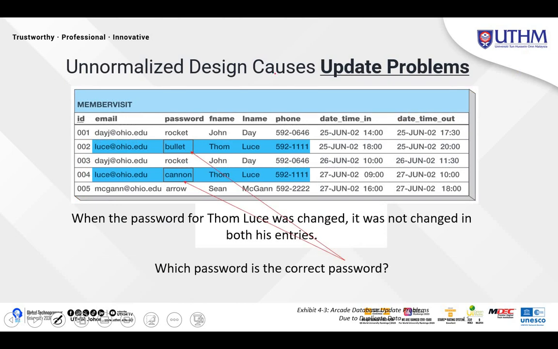Generally, an unnormalized design causes three anomalies. Anomalies, I told you just now, anomalies. Okay, so the first anomaly is update anomaly. Update means when we try to modify, also known as modification anomaly. Update anomaly, also known as modification anomaly.